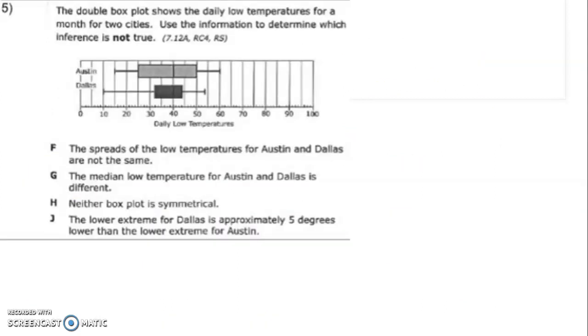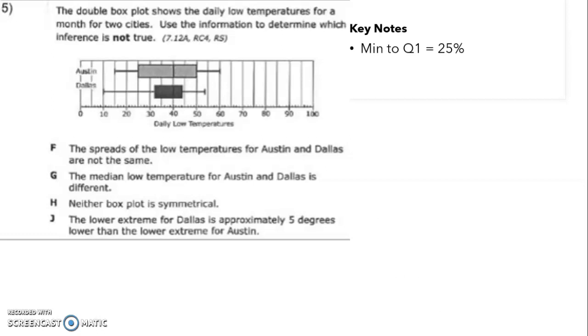Number 5 says the double box plot shows the daily low temperatures for a month for 2 cities. Use the information to determine which inference is not true. Not. Another misconception is that a lot of people are not reading the question correctly. So this one I'm looking for the false statement. False. Okay.